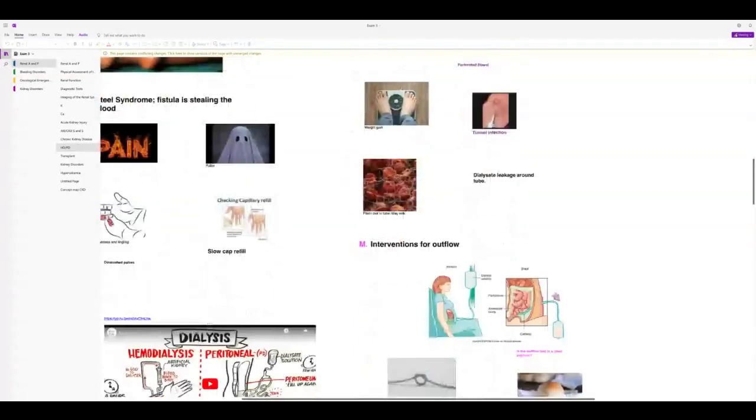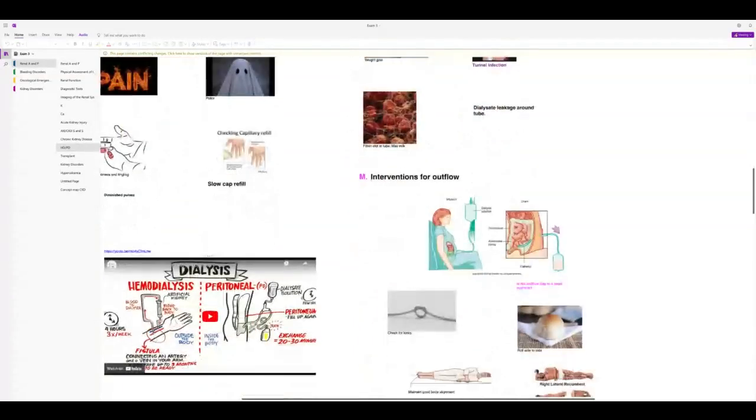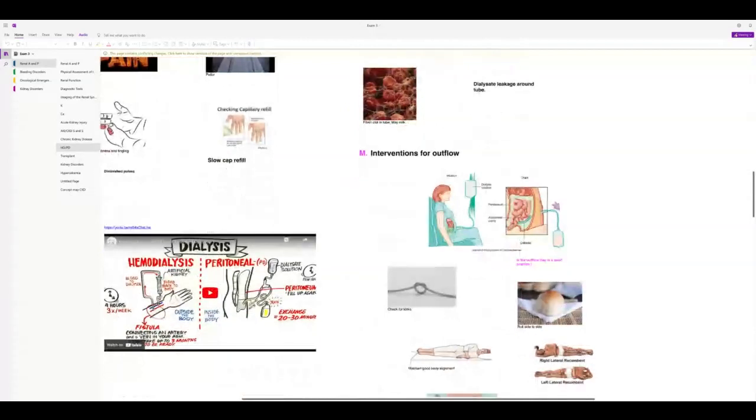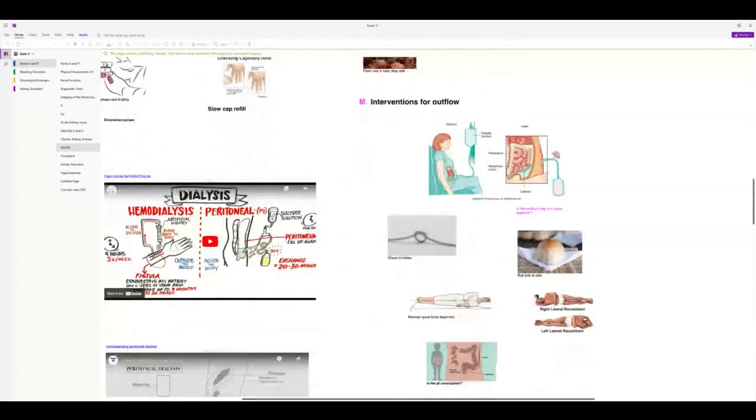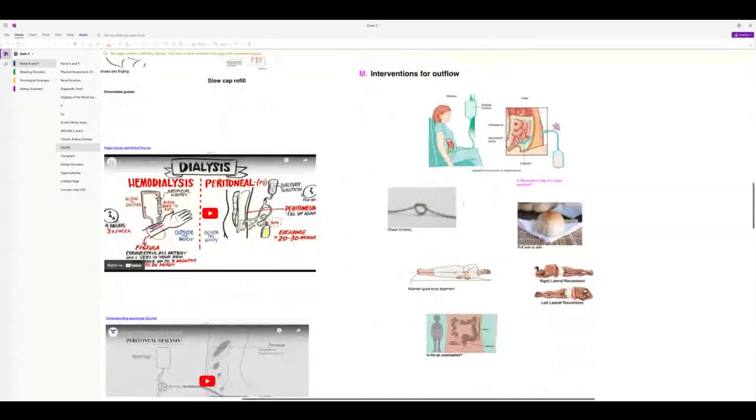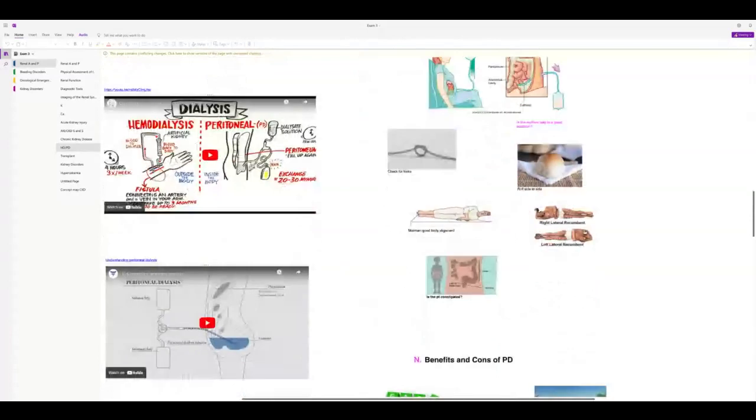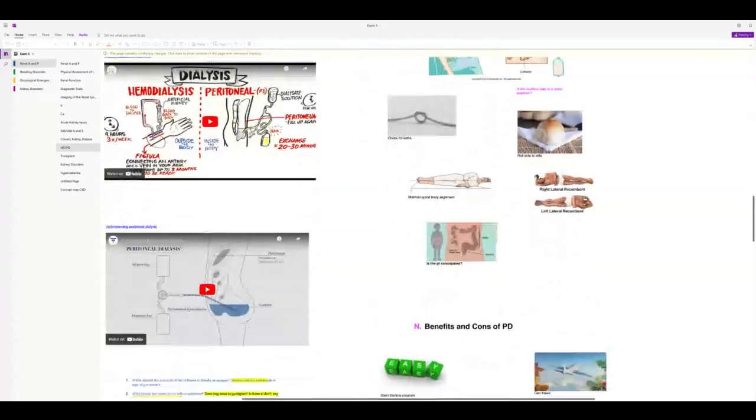The interventions for outflow: first you're going to check for kinks, and then you can start rolling your patient from side to side. You want to make sure their body alignment's good so it drains, right? Because it's a gravity drain, so you have to drain to gravity. You want to know if your patient's constipated, because that can slow down the drainage.